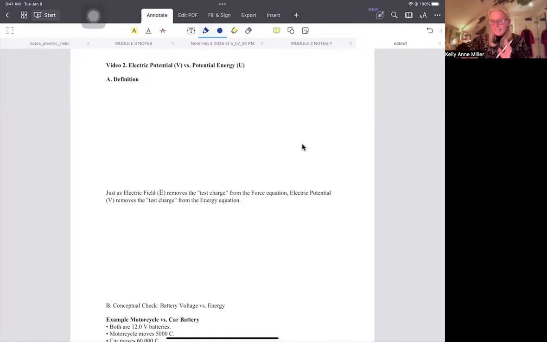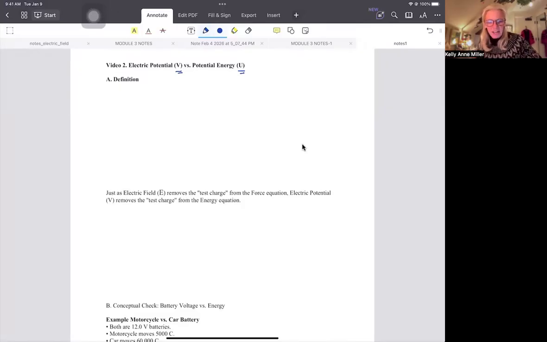Okay, so in this second video, we're going to talk about something called the electric potential, which has the symbol capital V, and we'll talk about how it's different from the electric potential energy, which, as we talked about in the last video, has the symbol capital U and has very similar parallels to potential energy in a gravitational sense.